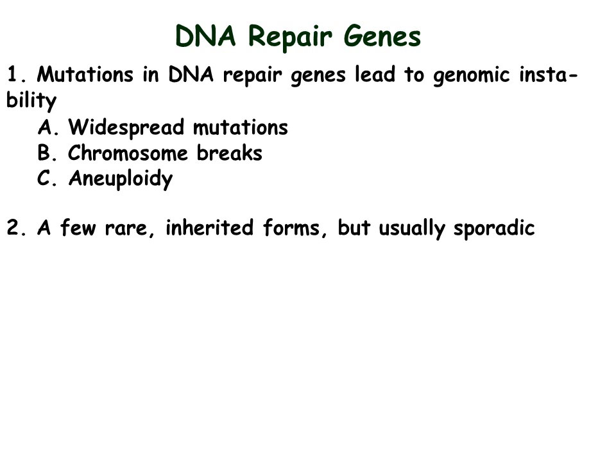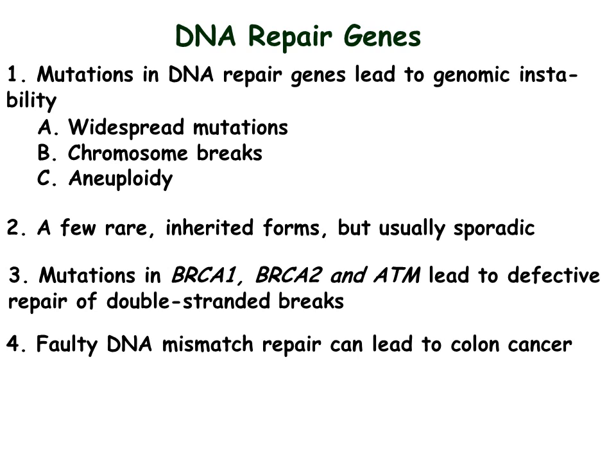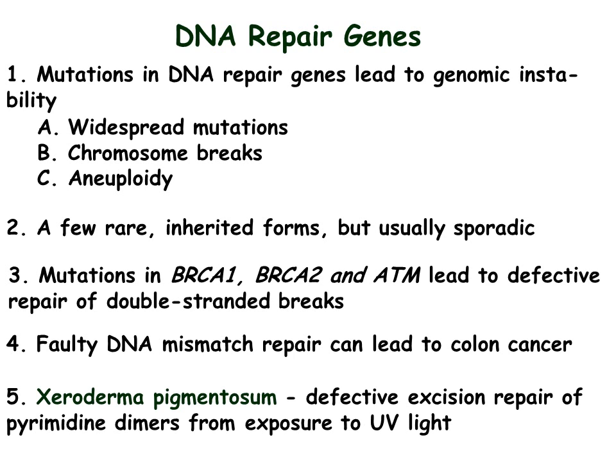Now, there are a few rare inherited forms, but usually mutations in DNA repair genes are sporadic. Mutations, however, in BRCA1 and 2 and ATM, which are all DNA repair genes, lead to defective repair of double-stranded breaks in the DNA. And then you get faulty DNA mismatch repair. This can lead to colon cancer.